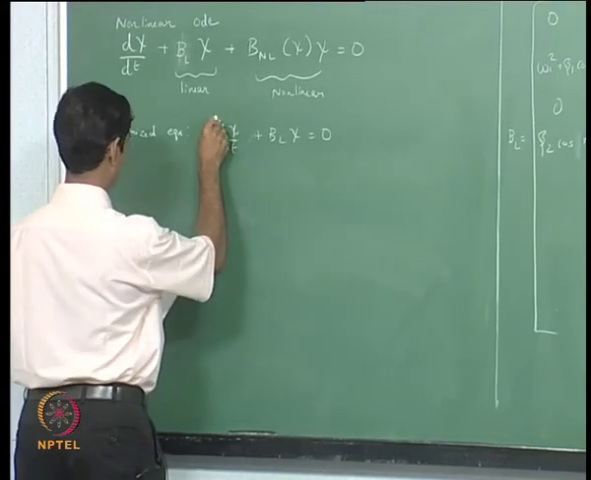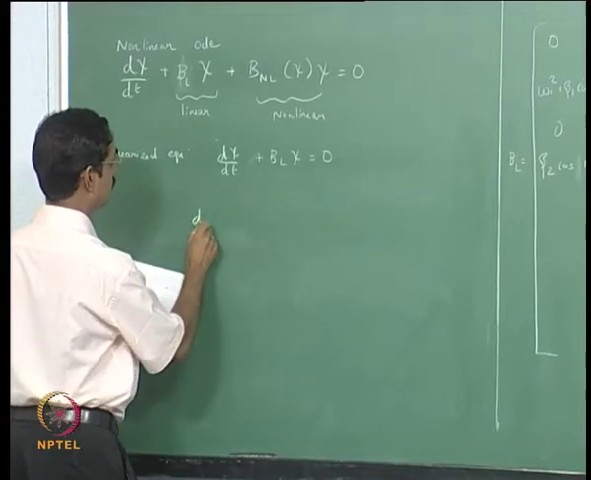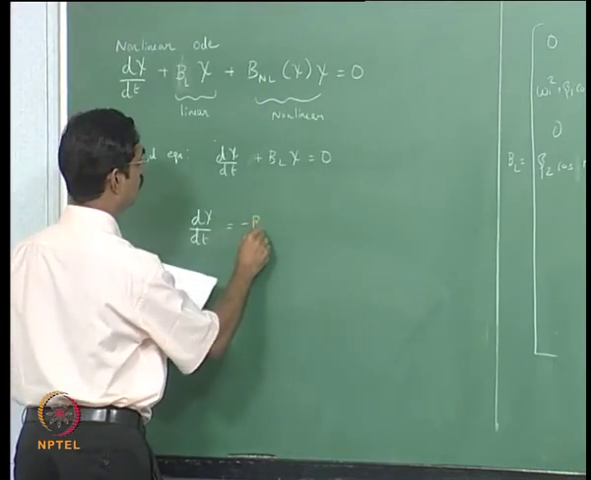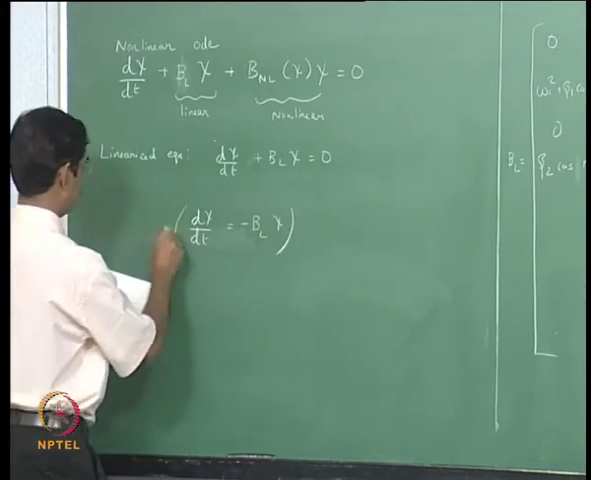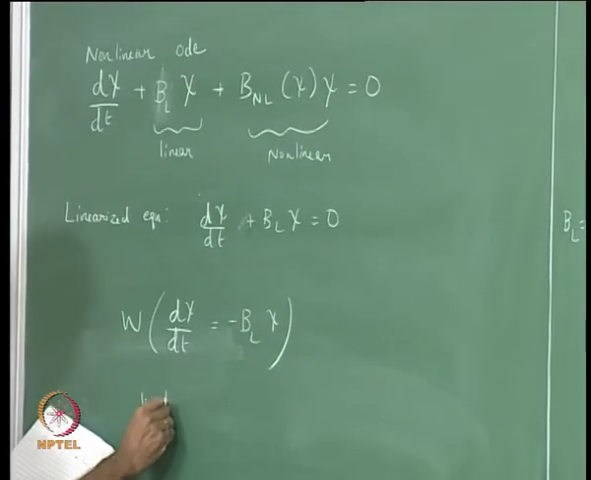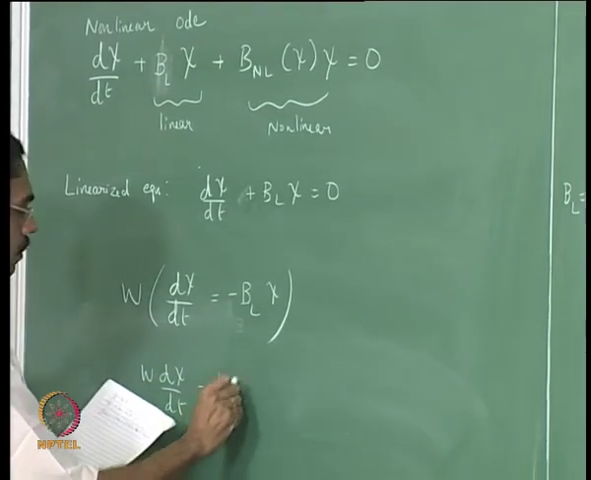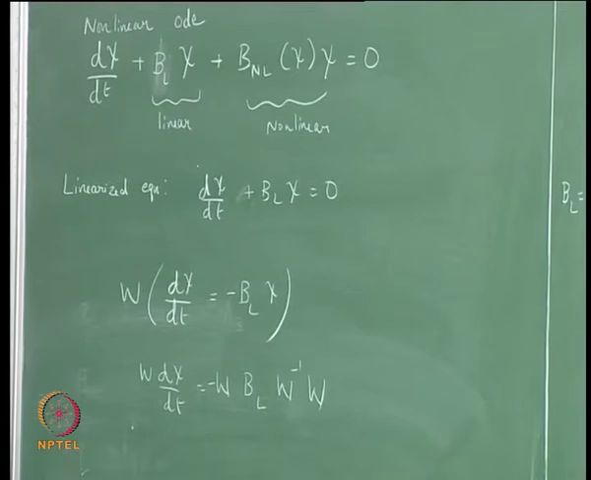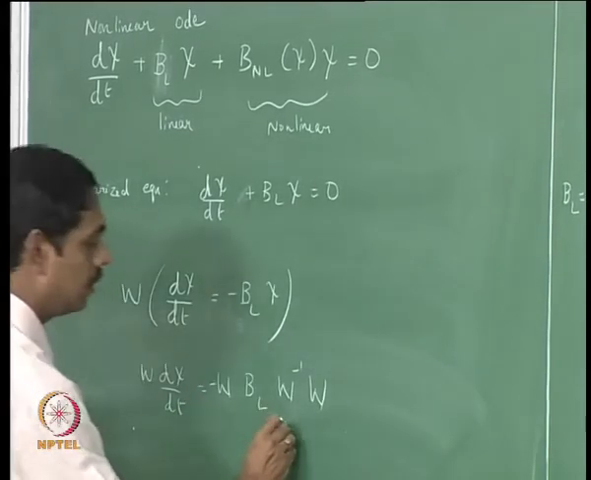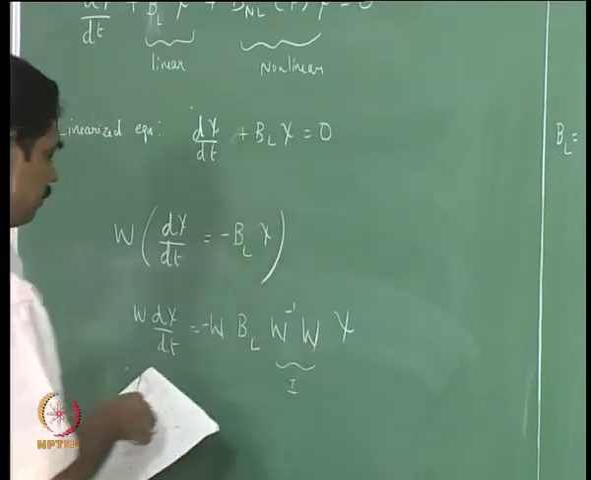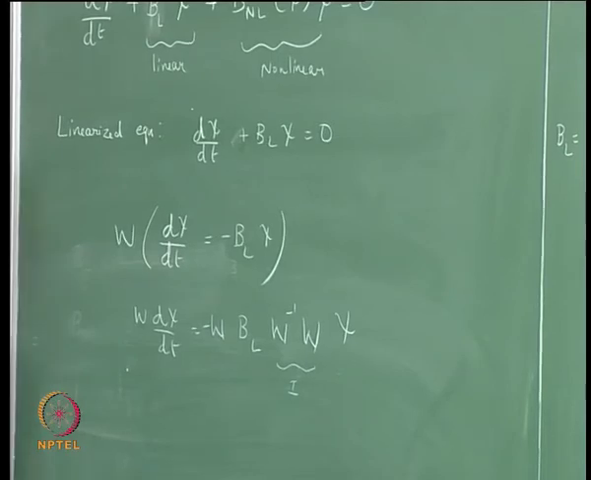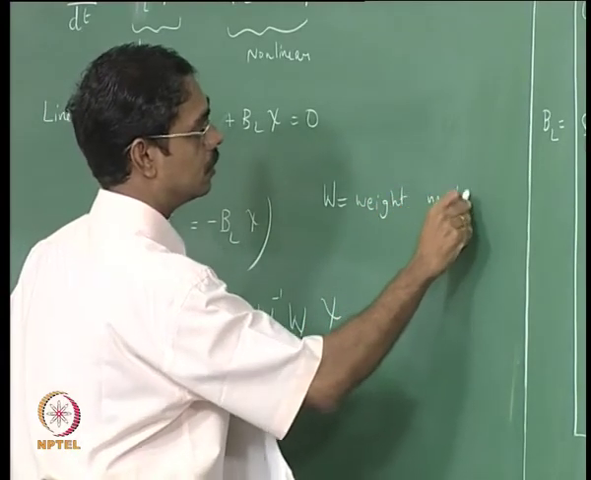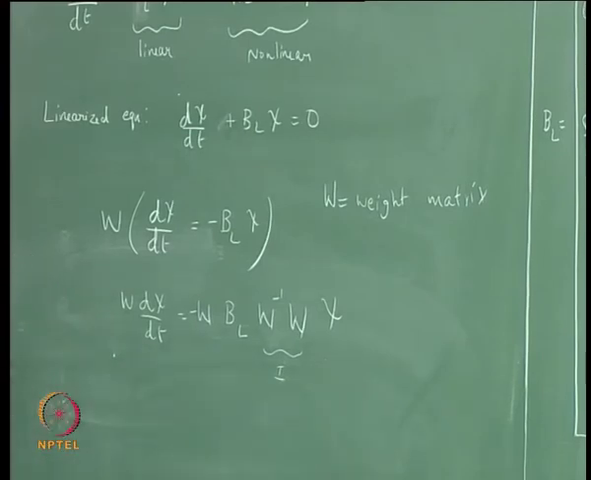we have this equation. So what we can do is let me rewrite this. And I multiply this by W, so I will have W d chi by dt equal to W B L, and I will say W inverse W, I can always multiply anything by W inverse W because that is 1. So this together, this is identity, and chi. W is a weight matrix, so its terms are constants. Okay.